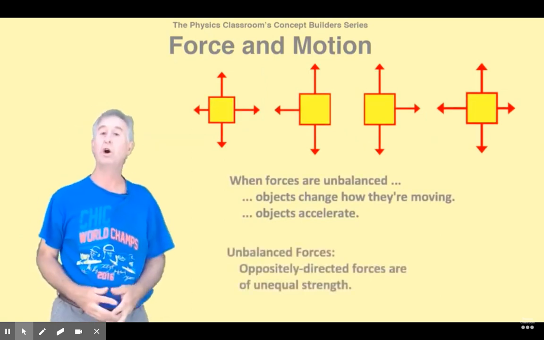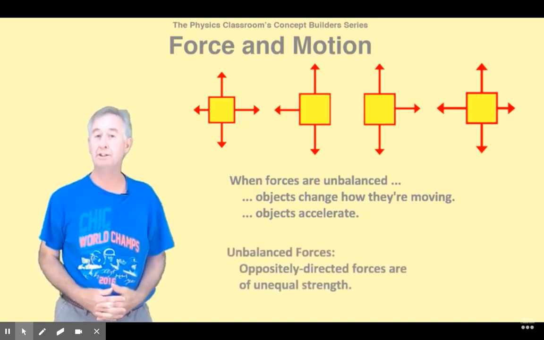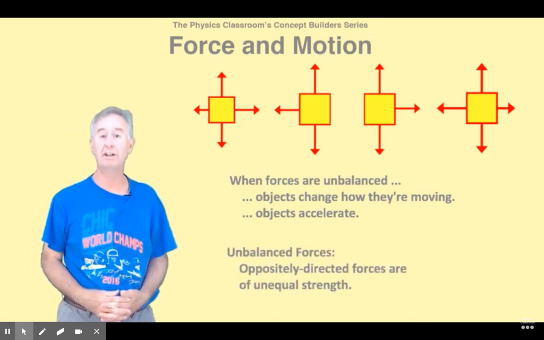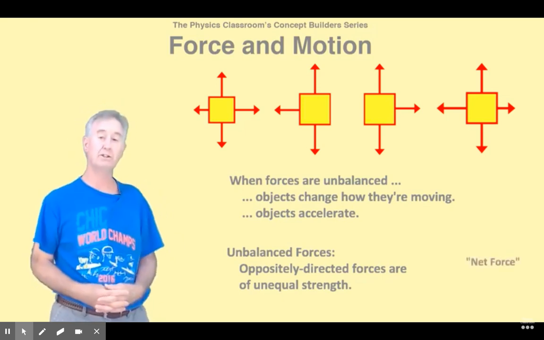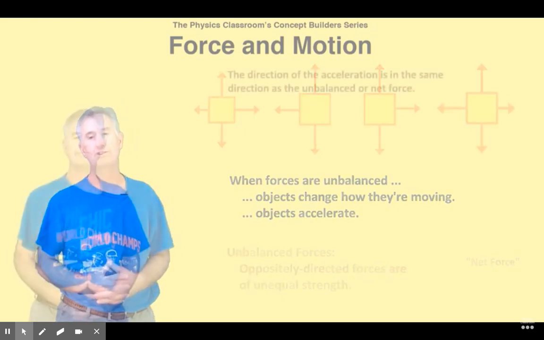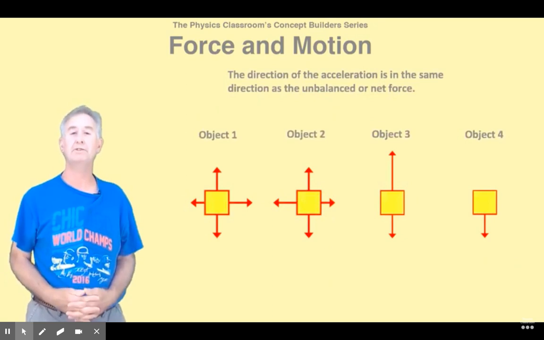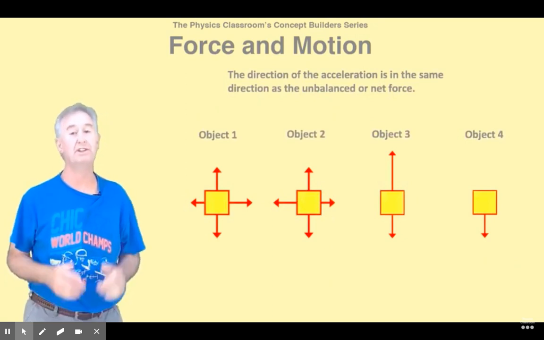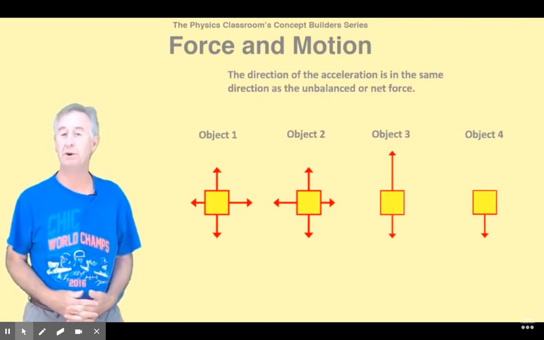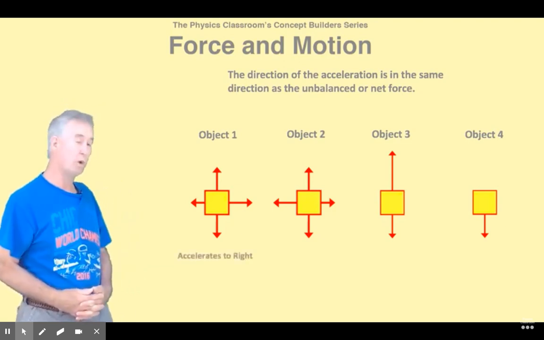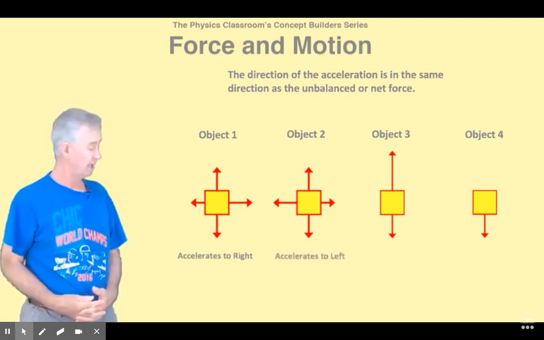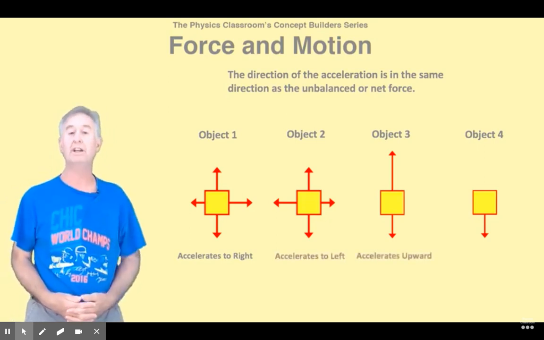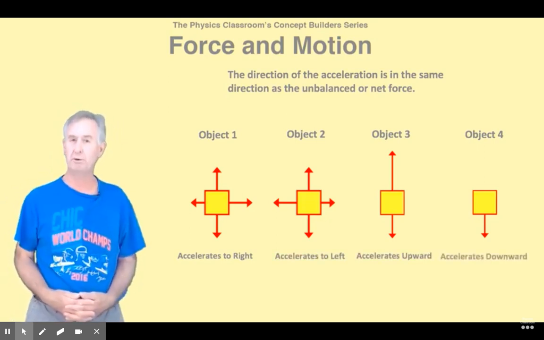These diagrams show unbalanced forces. Unbalanced forces occur when oppositely directed forces are of unequal strength. We say there's an unbalanced force or a net force. When there is an unbalanced force, there is an acceleration in the same direction as the unbalanced or net force. So object 1 accelerates to the right, object 2 to the left, object 3 upwards, and object 4 accelerates downwards.